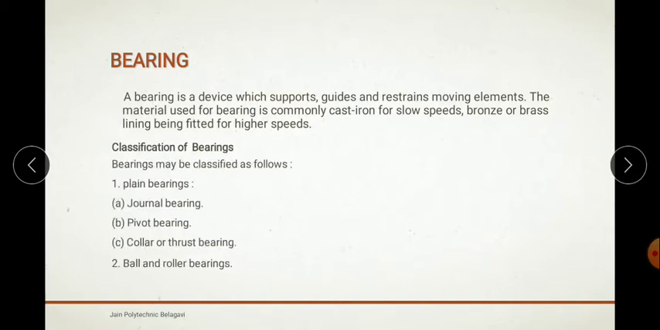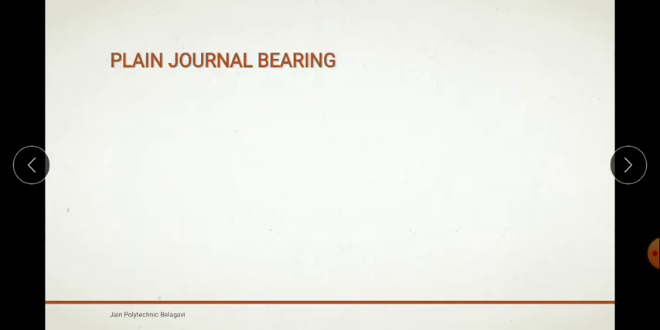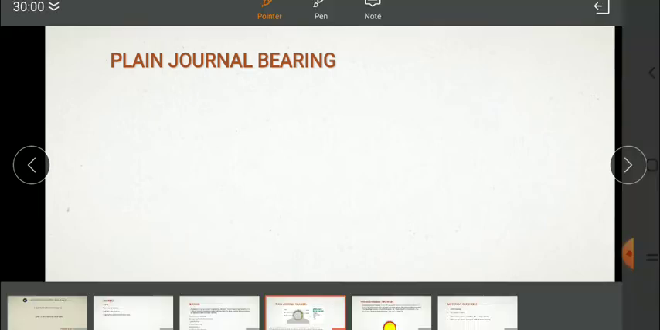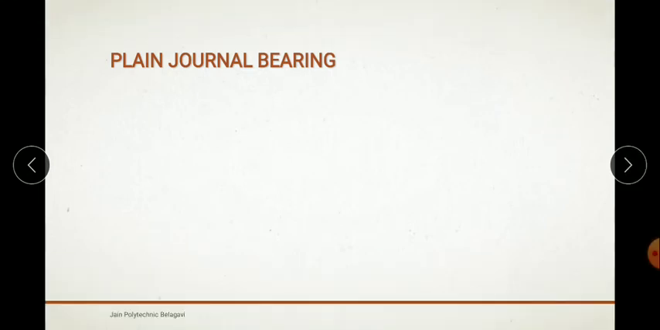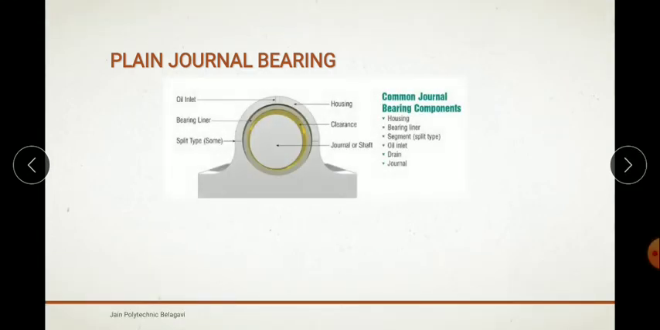Next comes the plain journal bearing. This plain journal bearing can be explained with a simple figure. So this is a simple figure of a plain journal bearing. Here you can see the housing. The outer part is the housing, and you can see the inlet of the oil. Then this inner part is the bearing liner, and this is the clearance between the journal shaft and the bearing liner.